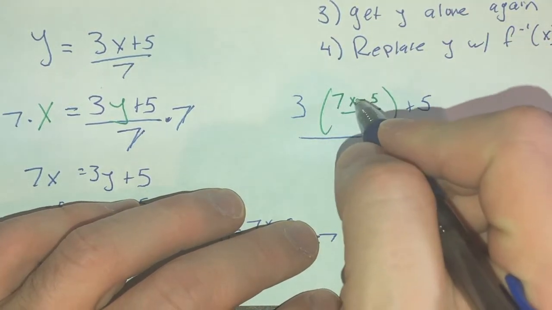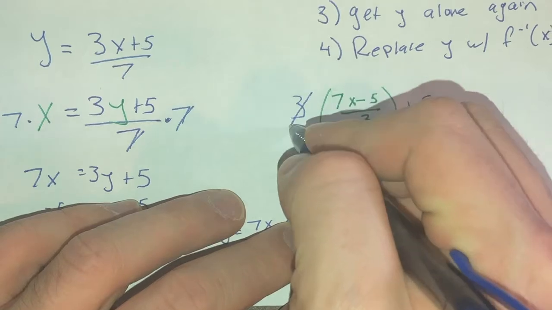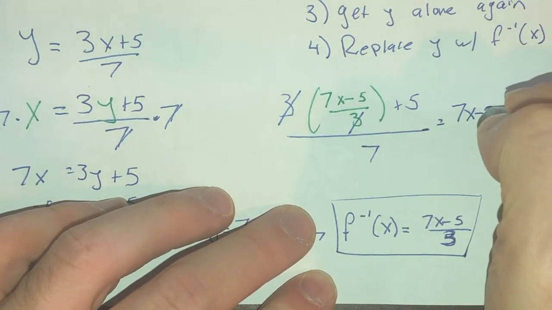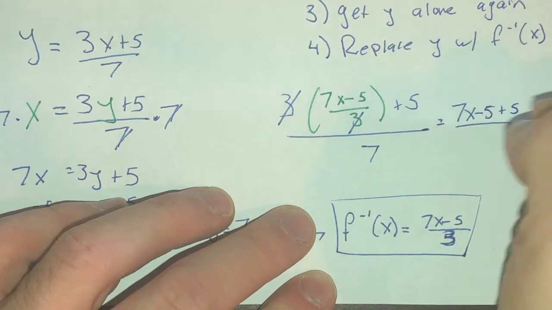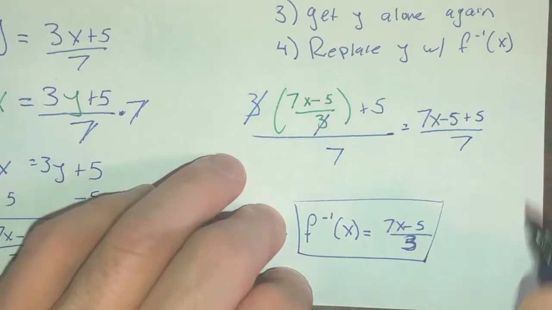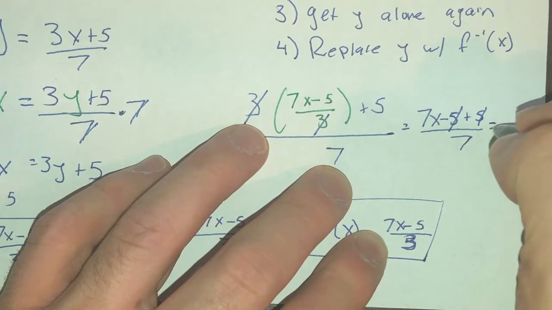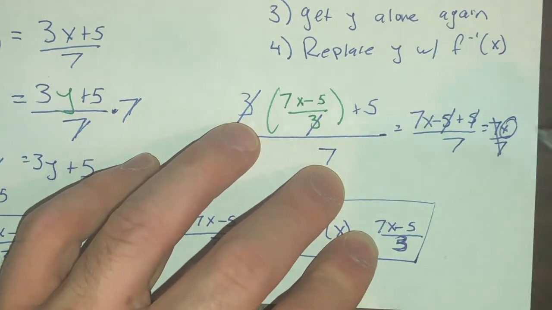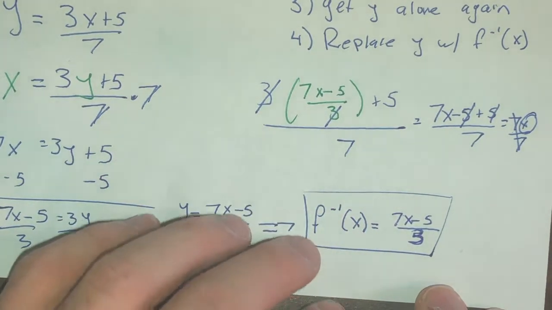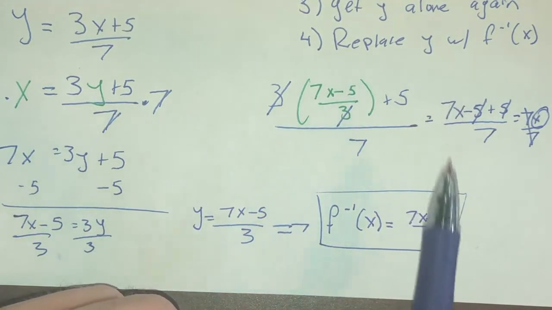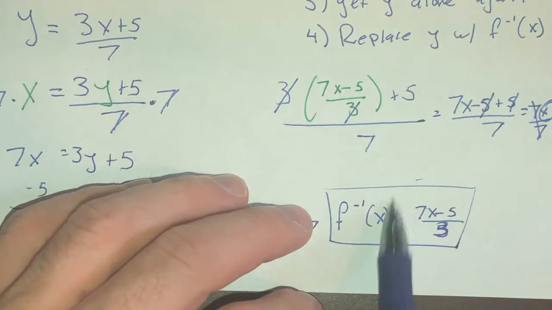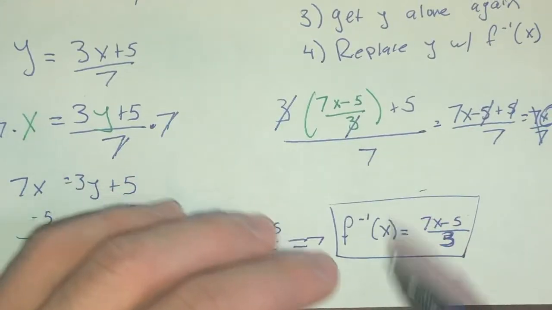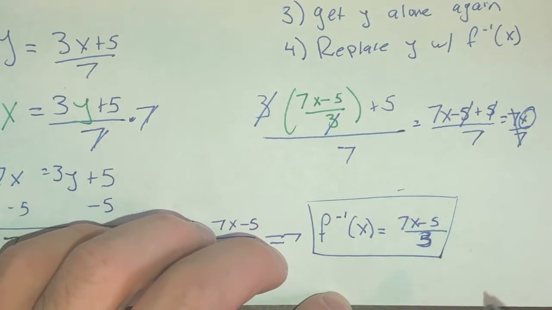Well, when I'm dividing something by 3, if I then multiply it by 3, these things cancel out. Then the negative 5 and the 5 cancel out. Then the 7s cancel out. And look, I have x. So what happens is when I evaluate this, and then I evaluate it on this, those undo each other, and I'm left with where I started.